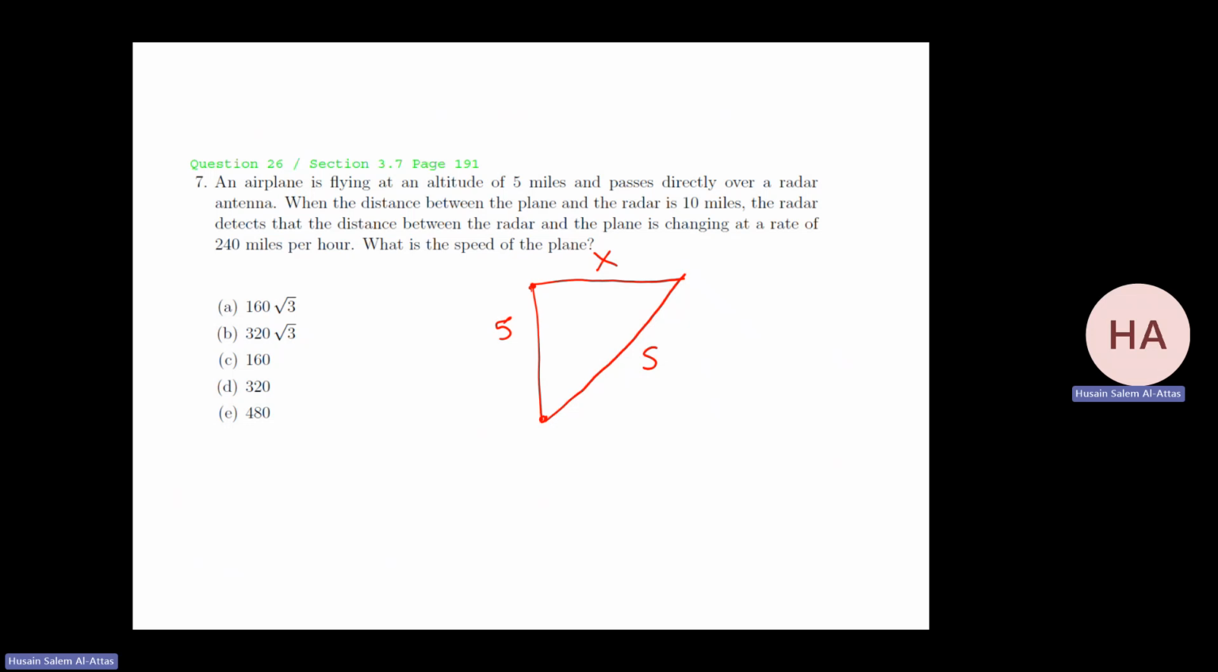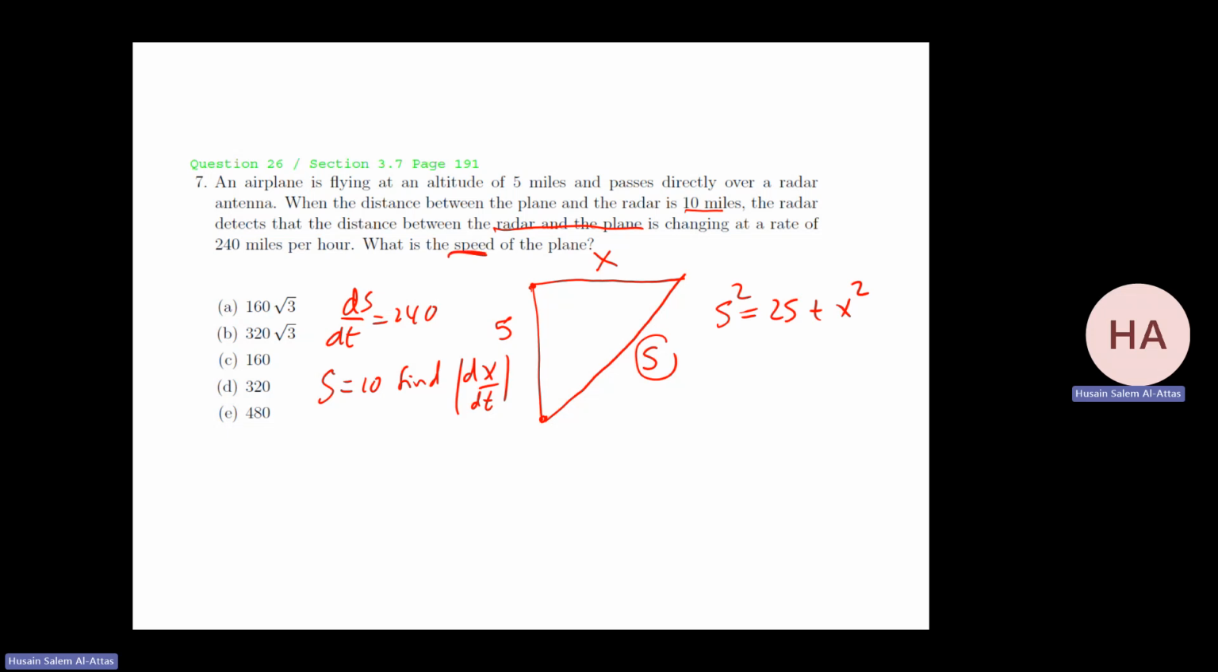So I have the relation s squared equals 25 plus x squared. What's the information? The distance is 10 miles. The distance between the radar and the plane is changing. So I have the distance between the radar and the plane, which is s. So I have ds by dt equal to 240. And when s equals 10, find dx by dt. Don't forget the absolute value, since you want the speed.